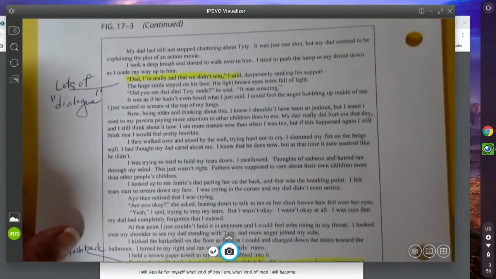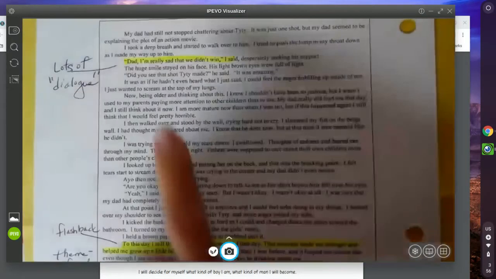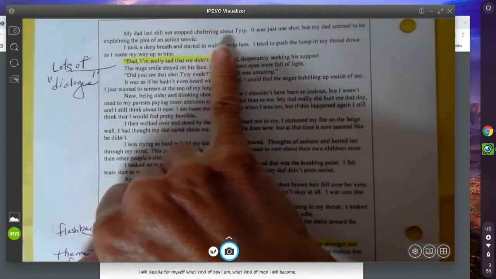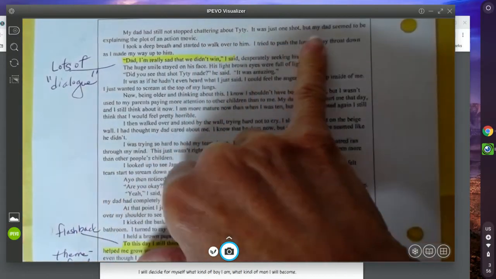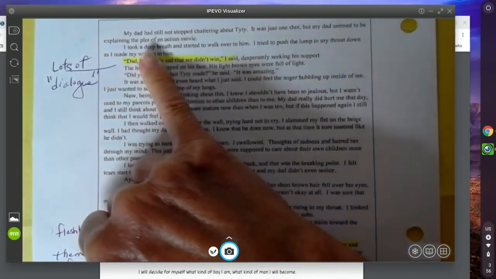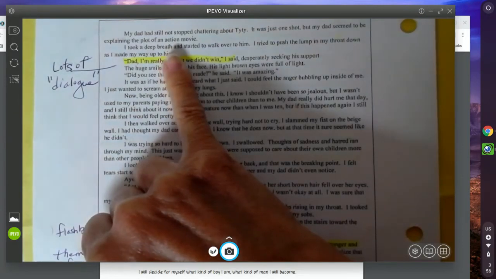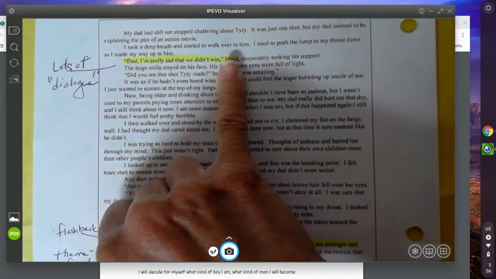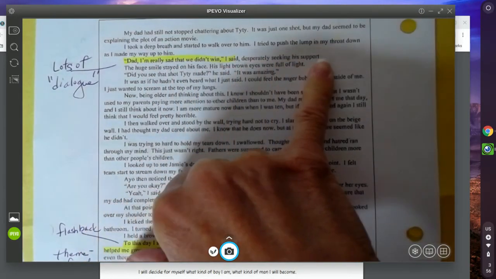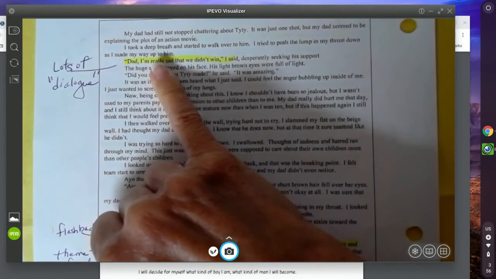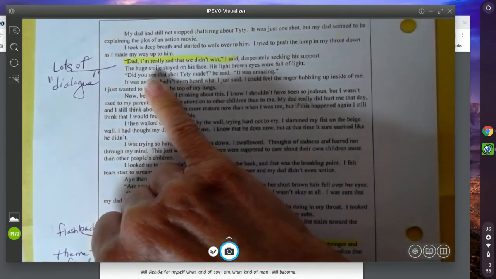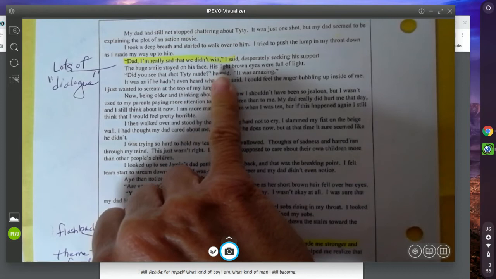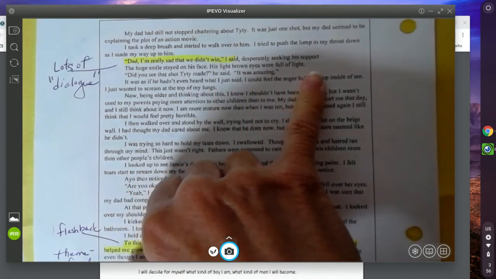My dad still had not stopped chattering about Tidy. It was just one shot, but my dad seemed to be explaining the plot of an action movie. I took a deep breath and started to walk over to him. I tried to push the lump in my throat down as I made my way up to him. "Dad, I'm really sad that we didn't win," I said, desperately seeking his support.